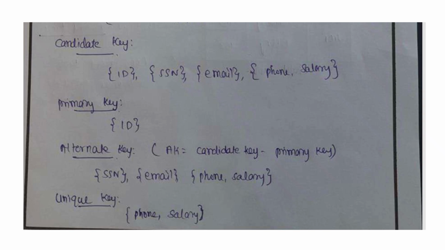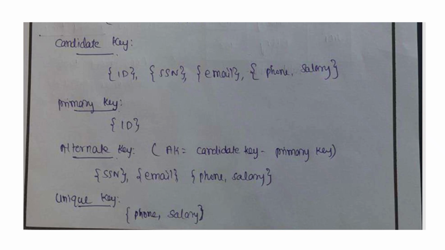Here, the database administrator should select which one is the primary key. So ID may be the primary key or SSN may be the primary key. Here I have chosen ID as the primary key. The next is the alternate key. There is nothing new in this. The alternate key is derived from candidate key minus primary key.